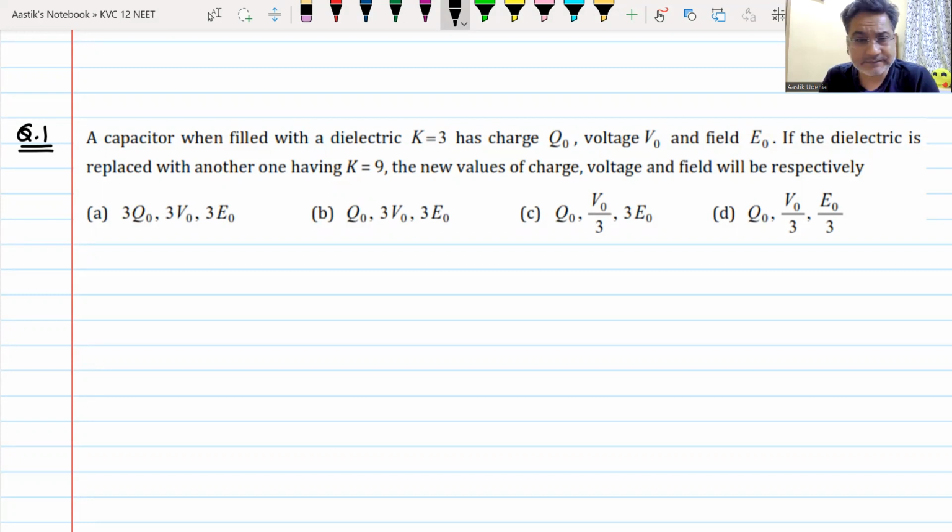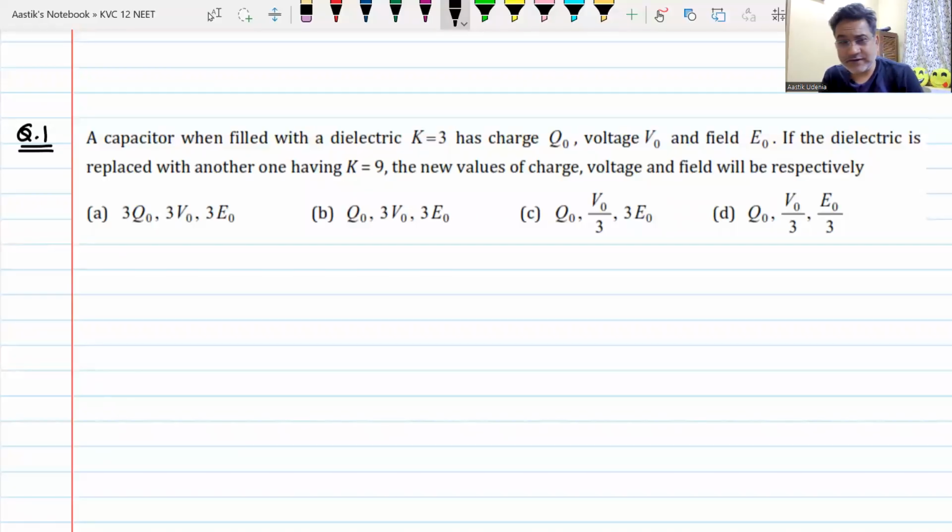Which case is this? We have done two cases, yes? Which case is this, beta? I'll give you 2 minutes to give me the answer. Which case is this? Yes, it is the case where the battery is not there, the battery is removed. So now give me the answer. If you know which case this is, then you should know the answer.